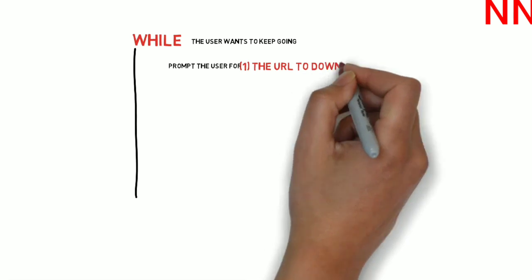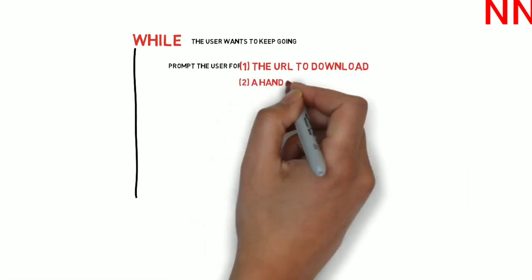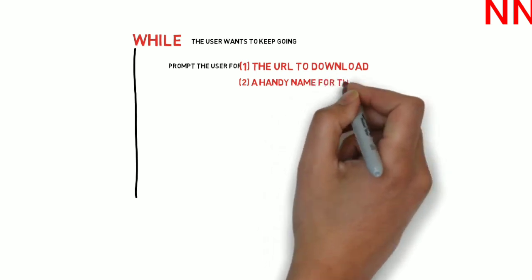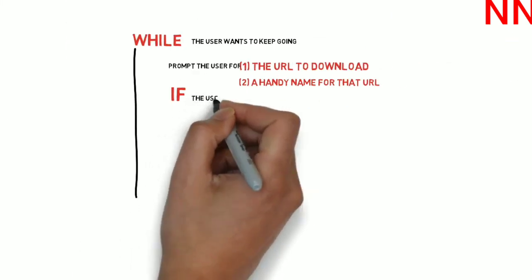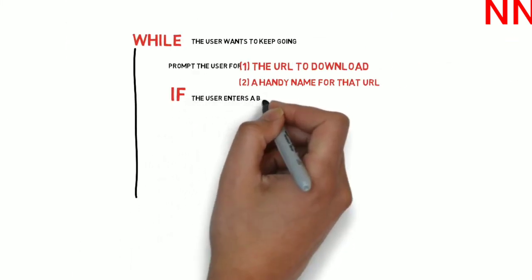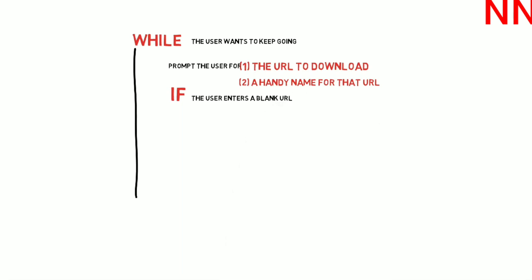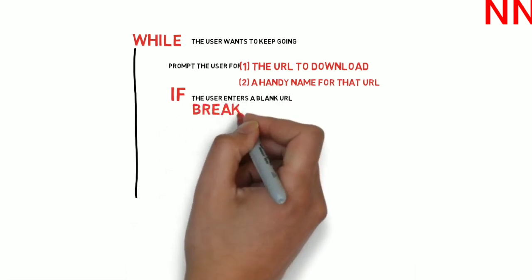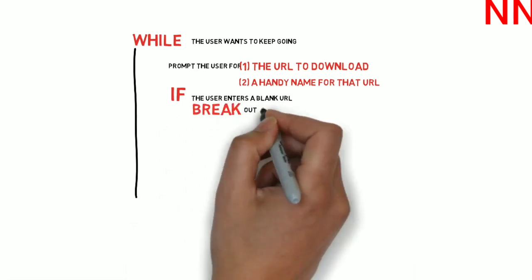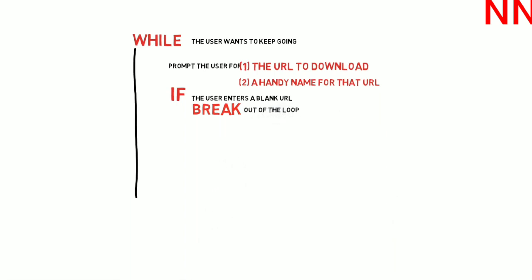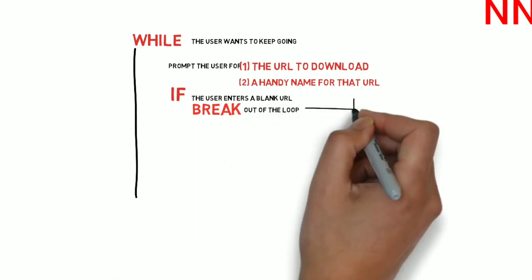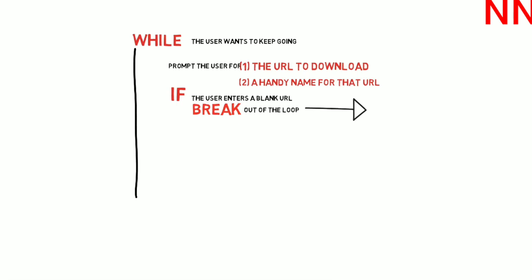We'll prompt the user for a URL to download. And we'll also ask them for a handy name for that URL so that we can store it. Now, since we are in a while loop, we need a way to break out of the loop. So we'll use an if statement. If the user enters a blank URL, we'll break out of the loop. So whenever the user enters blank, this loop will just stop running.